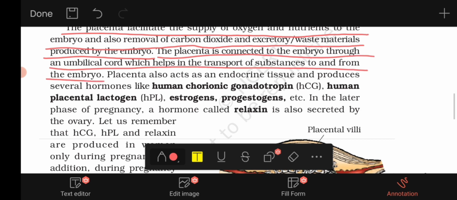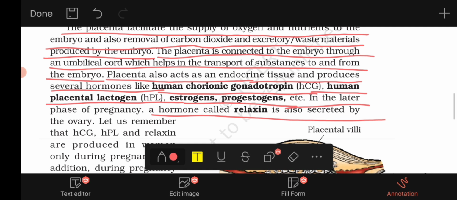the embryo. The placenta also acts as an endocrine tissue because it produces several hormones like human chorionic gonadotropin (hCG), human placental lactogen (hPL), estrogen, progesterone, etc. Estrogens and progestogens are also produced by the placenta. In the later phase of pregnancy, a hormone called relaxin is also secreted by the ovary.